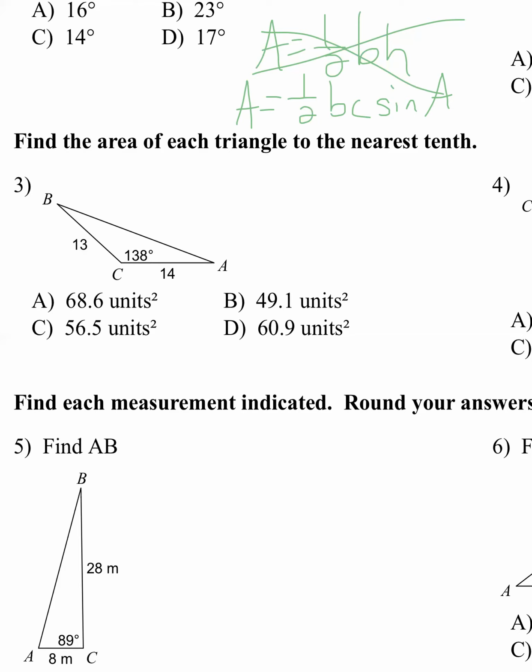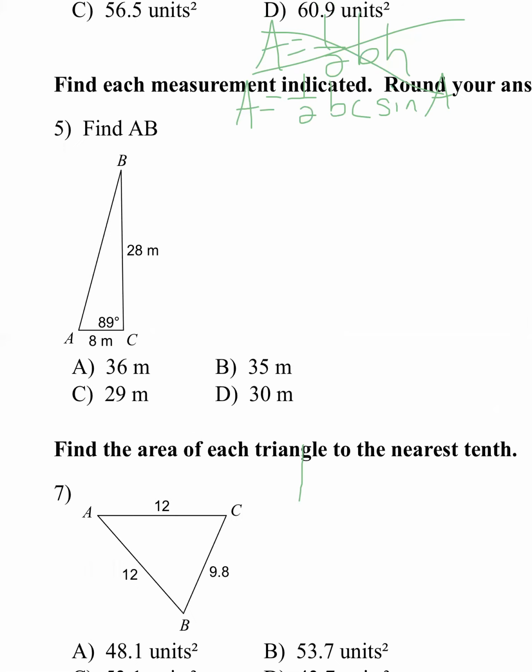And your other option is Heron's formula, which you need all 3 sides to do. And I don't have that, but let's see. Is there one of those on here? Yeah, we'll do that for 7 and 8.